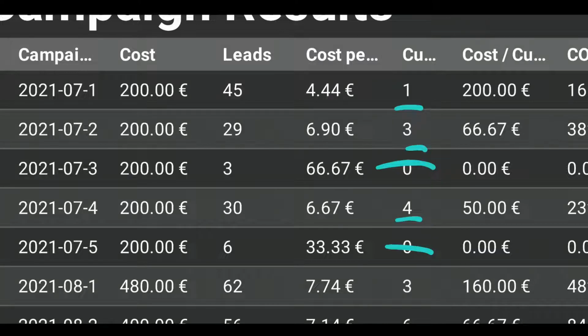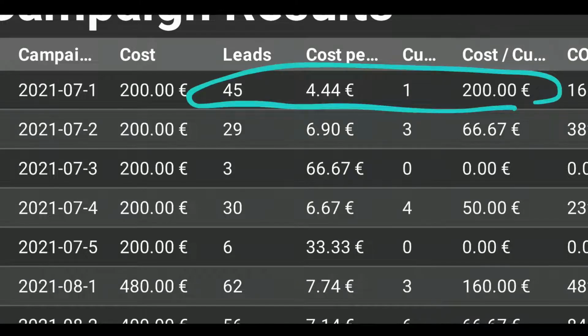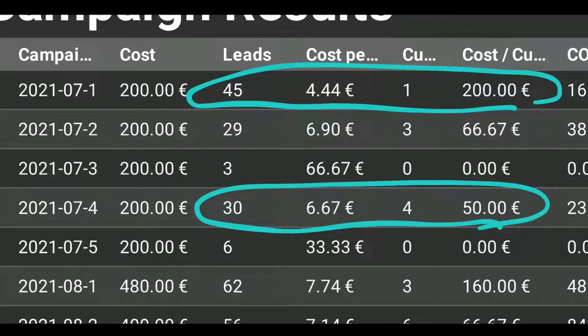But you can already see big differences here between campaigns. The most promising ones, we said from this perspective, are the first one and the 4th one. Yes, because while this generated only 30 leads compared to 44, it created 4 customers. And now we can look at the cost per customer, a quarter compared to the first one. This is not looking at revenue yet. Now let's start to look at that.